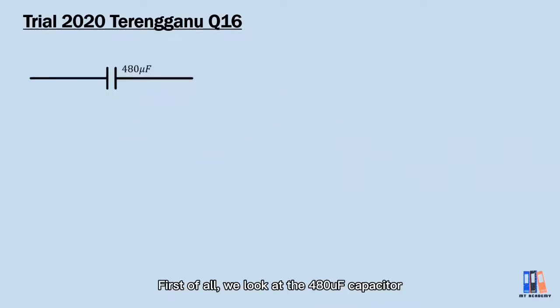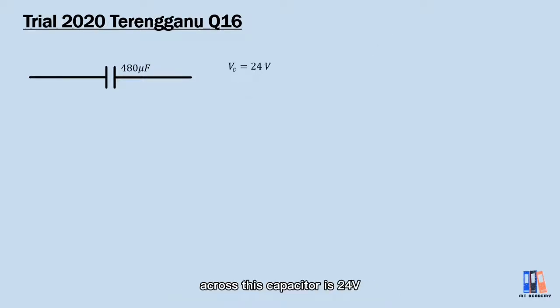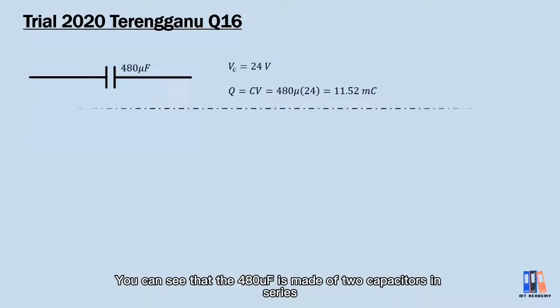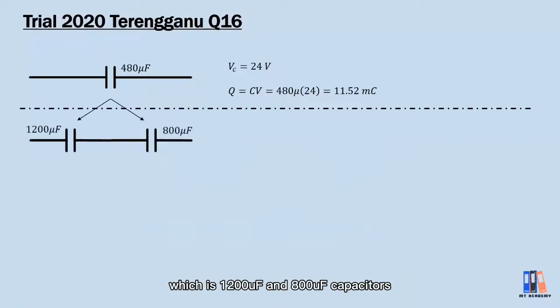First, we look at the 480 microfarads. We know that the final voltage across this capacitor is 24 volts. And the final charge on this capacitor is given by the formula CV, and you would get 11.52 millicoulombs. From the discussion just now, we could see that the 480 microfarad is made of 2 capacitors in series, which are the 1,200 microfarad and the 800 microfarad.